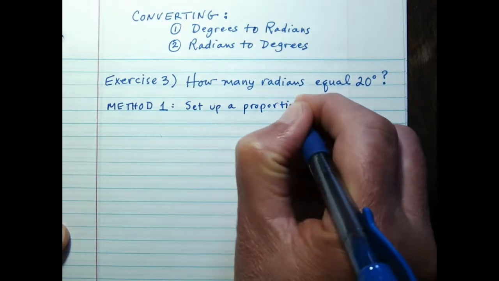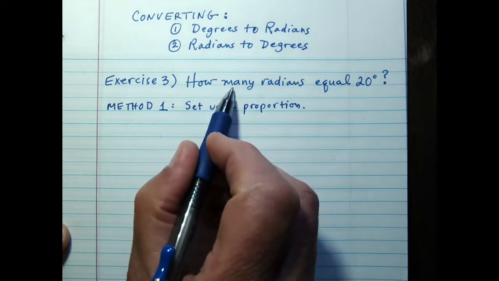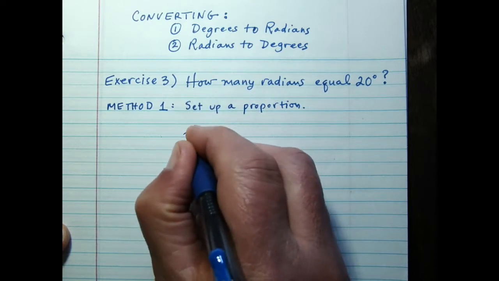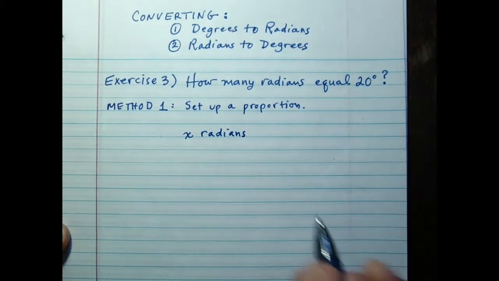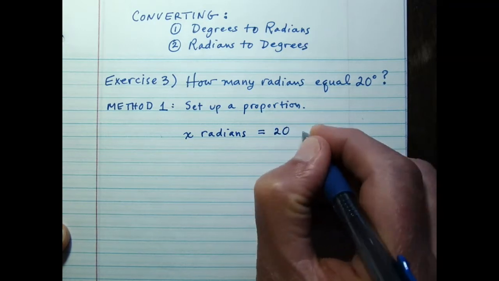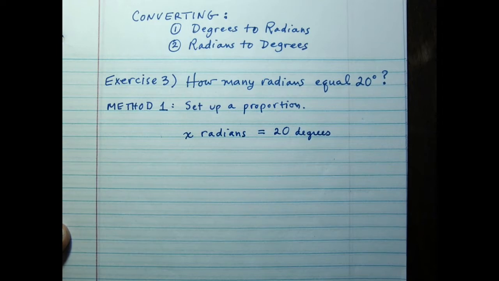I really like proportional thinking because setting up a proportion, if you know quantities are proportional, you can often set up an equation without having a formula memorized so much. Now, in this problem, we're trying to find out how many radians, right? So I'm just going to write down x radians. And we want to know how many radians equal 20 degrees. 20 degrees. I'm just going to write out the word degrees instead of the symbol.